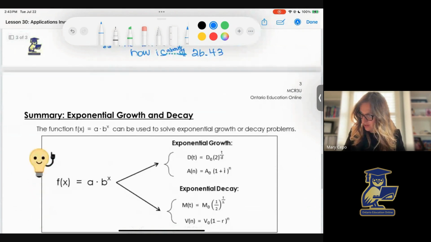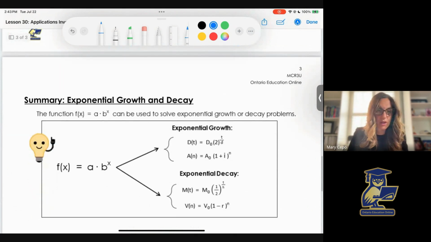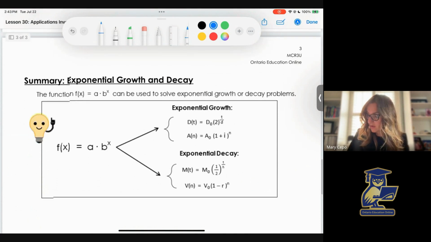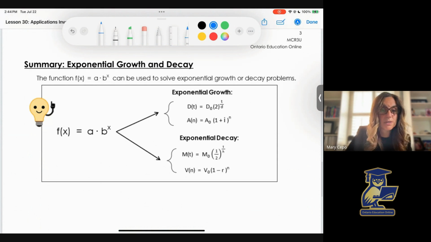Okay, so just to summarize, exponential growth and decay: the function f of x equals a times base b to the exponent of x can be used to solve exponential growth or decay problems. An example of exponential growth, again, would be the doubling time or compound interest. Exponential decay would be half-life or the depreciation of assets.